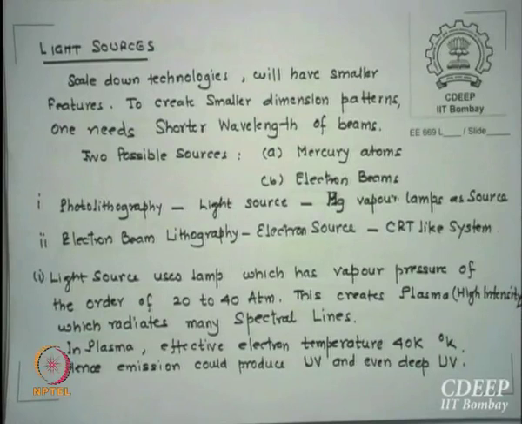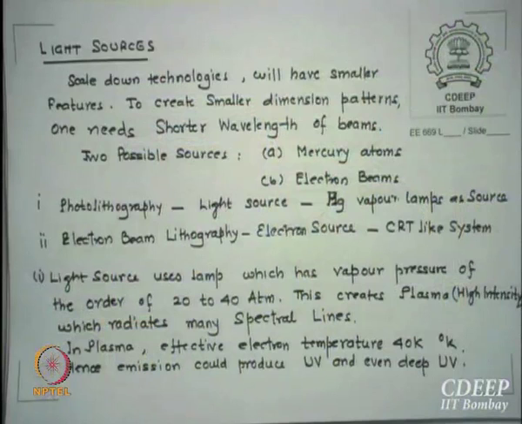Now there is a problem which is worrying us. The light sources use lamps which have a vapor pressure of the order of 20 to 40 atmospheric pressures. Since the pressure is very high, it creates plasma inside. Plasma means a state of ions, electrons, and neutrals together. And why do we need plasma? Because I need high intensity beams of light, so I must create plasmas.